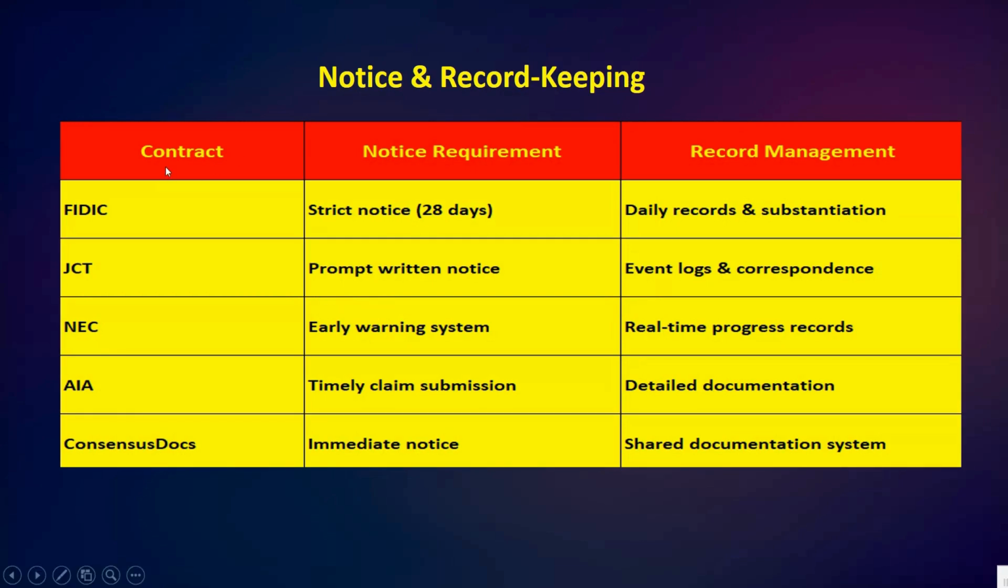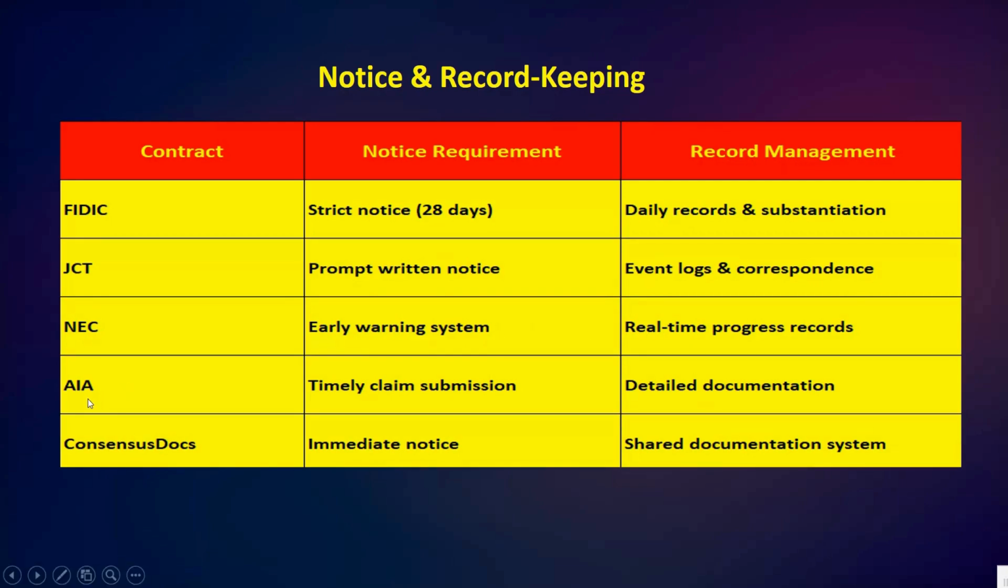So here you can see we have the contract notice requirement and record management. First, FIDIC. FIDIC is very strict. The contractor must give notice within 28 days and maintain detailed daily records. Second, we have JCT. JCT requires prompt written notice and regular correspondence logs. Then we have NEC. NEC has an early warning system encouraging real time communication and record keeping.